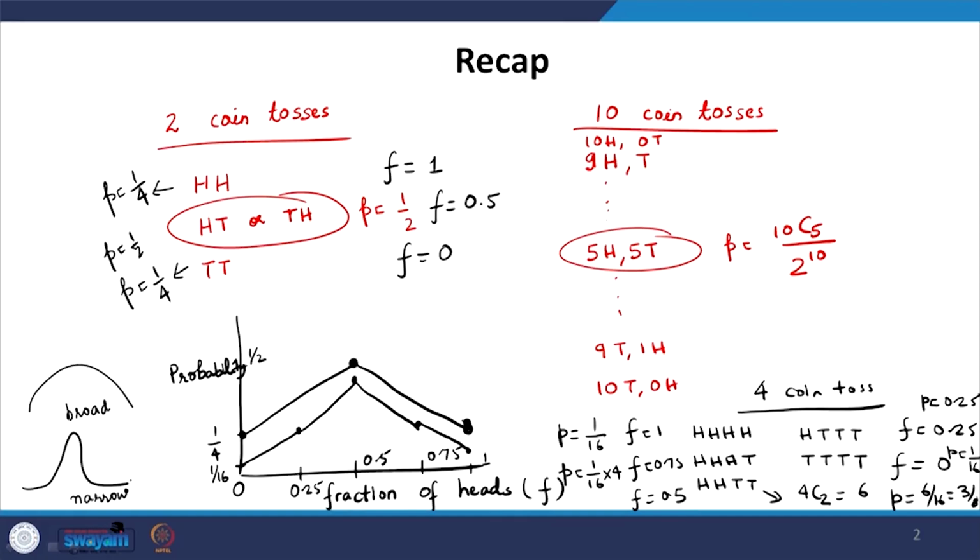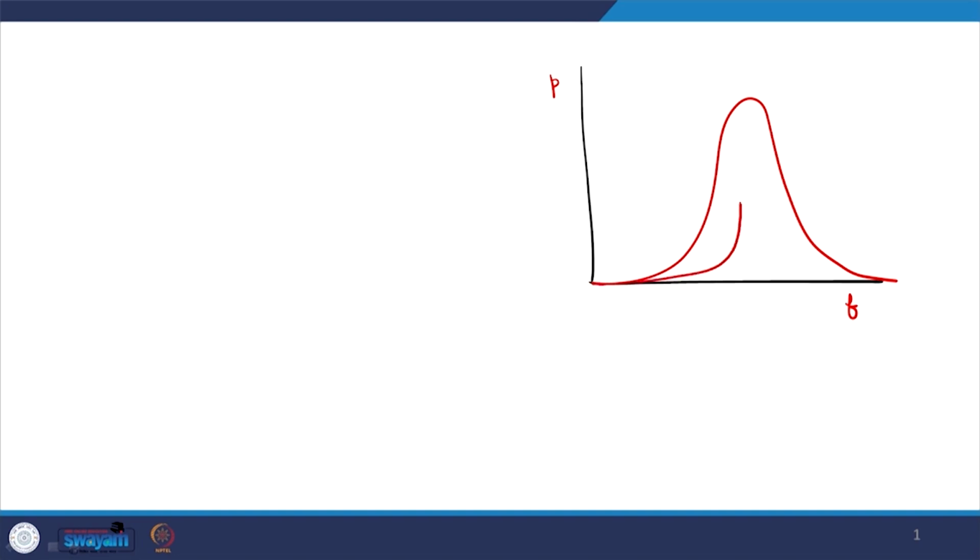So, if I, instead of looking at the probability values, if I look at the distribution of probability, if I look at this plot, what we start to see for large n is the following. So, if I look at the probability versus my f, my distribution will start to become more and more narrow as I increase n, n being the number of coin tosses.